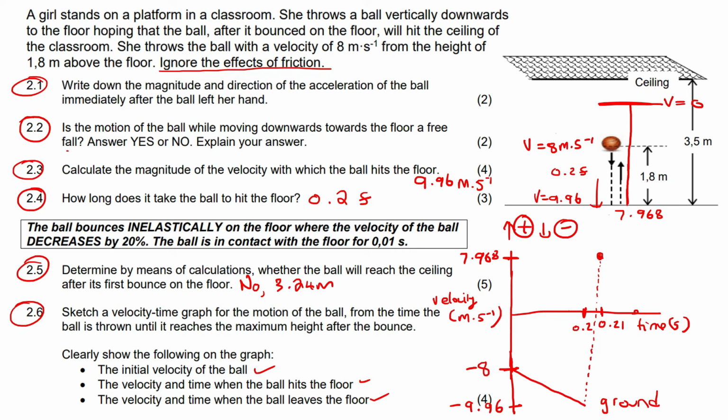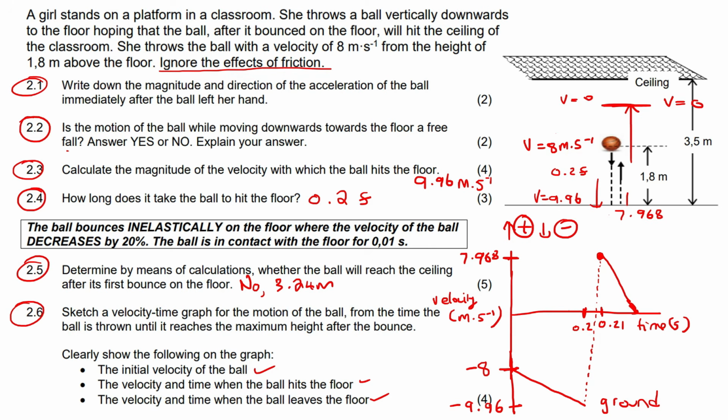Okay, so now the ball is over here and it's on its way up. So as it's on its way up, what is happening to its velocity? Well, now it's going to start slowing down. So it's going to go 7.968, then it's going to go 7, 6, 5. So it's going to start slowing down, and eventually it reaches its highest point over here where we said the velocity will be 0. So we're just going to go to there.